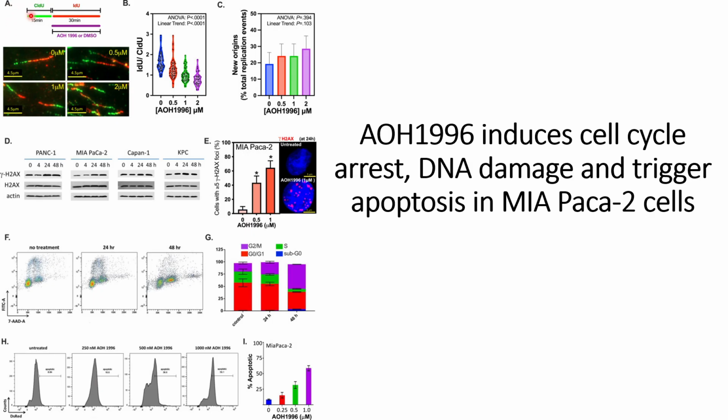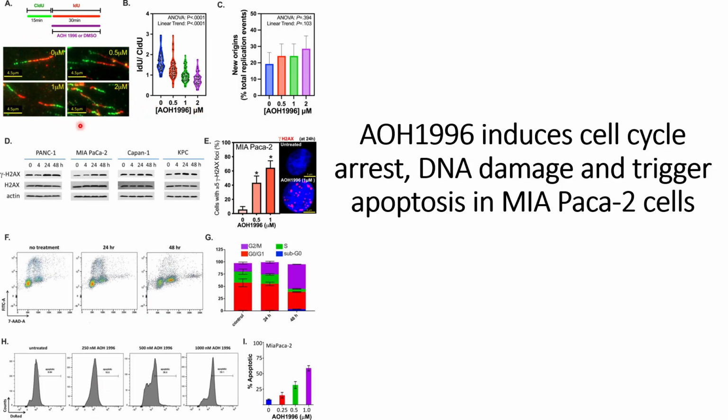To do so, they use two reagents, CIdU and IdU, which can be detected by different fluorescence. Before AOH1996 introduction, they use CIdU so that the replication is shown in green, and after AOH1996 or control DMSO treatment, they use IdU, which can be seen using different fluorescence. Then they check the ratio of CIdU to IdU, and if replication fork stalling has happened, then less IdU will be formed and we will see a high CIdU to IdU ratio. And this is what we see in the dose dependent increase.